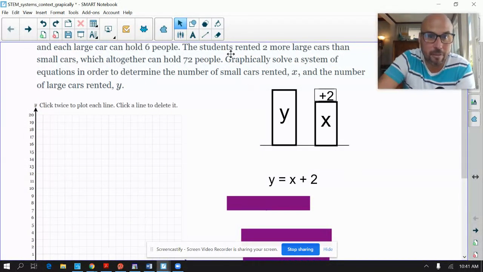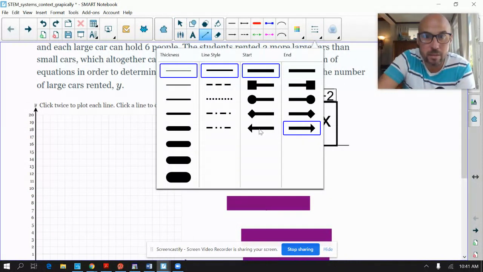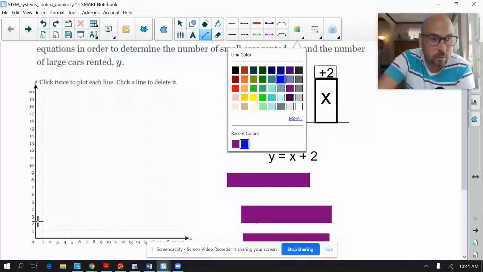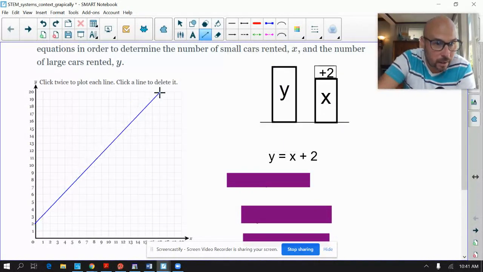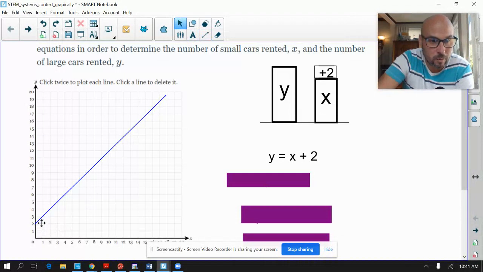And I would graph that. Since it's already in graphing form, it's in mx plus b form, I just go right here and do my best to graph it. Something like that. So there's y equals x plus 2. The y-intercept is 2, and the slope is 1, so up 1 over 1, up 1 over 1.